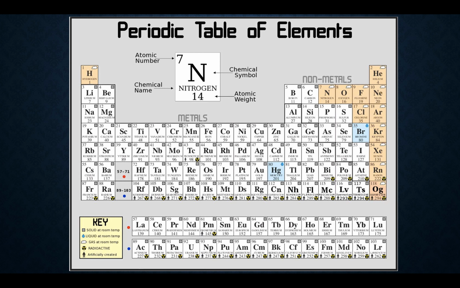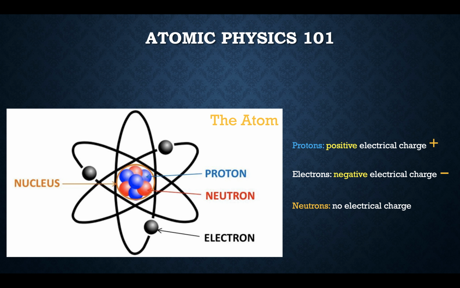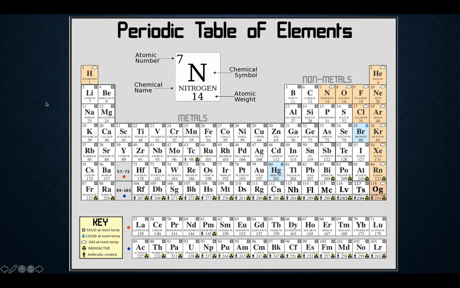Okay, so now that we have an understanding of the atom, we can apply that to the periodic table of elements. So shown here are all the known elements that we have. And we'll probably discover more in the future. But how they are grouped is according to something called their atomic number.